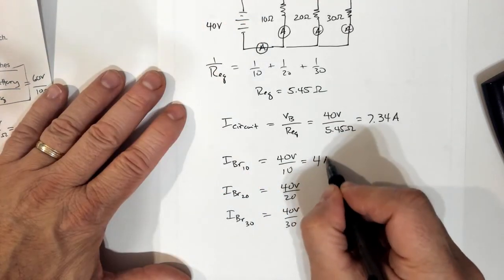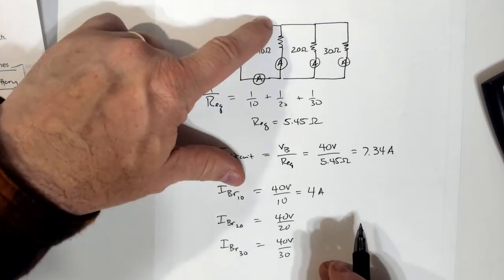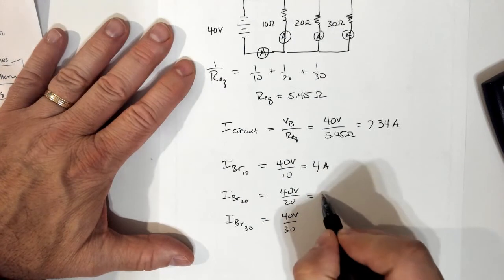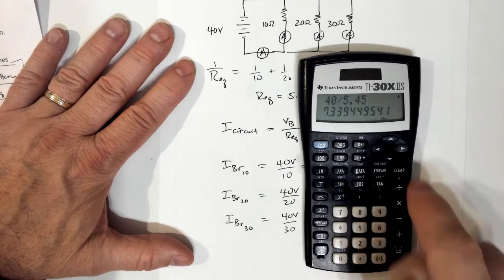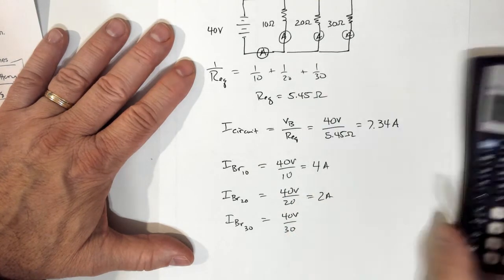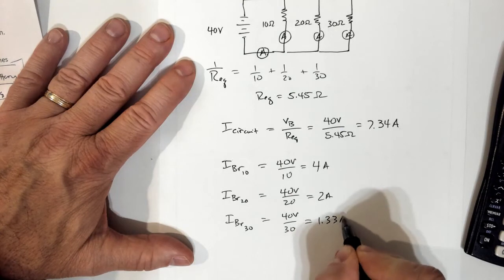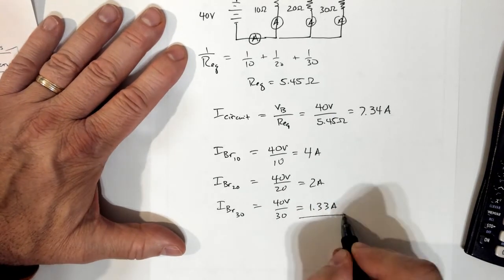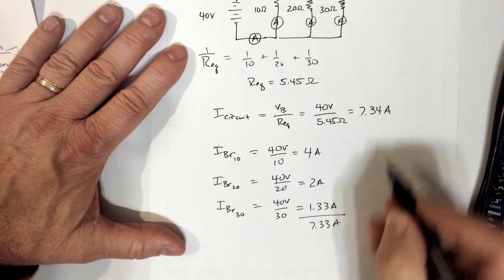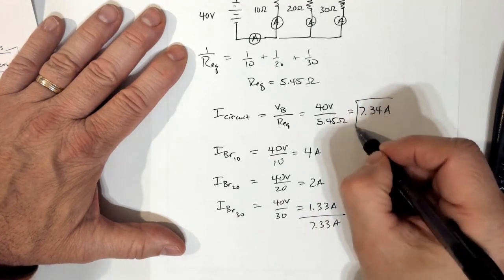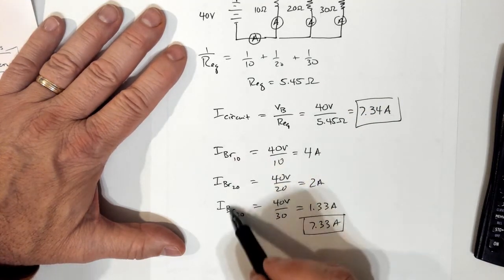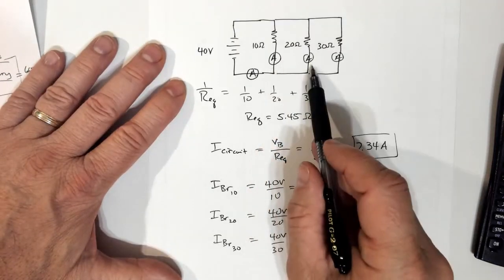So I get 4 amps in this one. Remember, it's less resistance, so it should move faster, a little bit slower than the slowest of all. 40 divided by 20 is 2 amps. And then 40 divided by 30 is 1.33 amps. Okay? And if you add them all up, here's 4 and 2 is 6. That's 7.33 amps. 7.34. We have the same answer. So that would be the correct speeds or currents through each different branch.